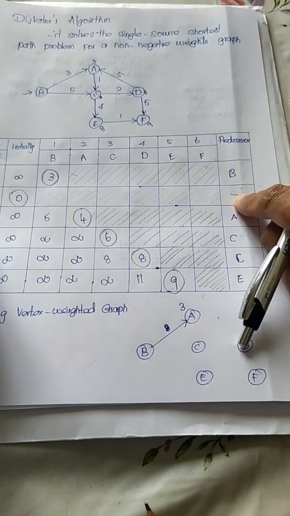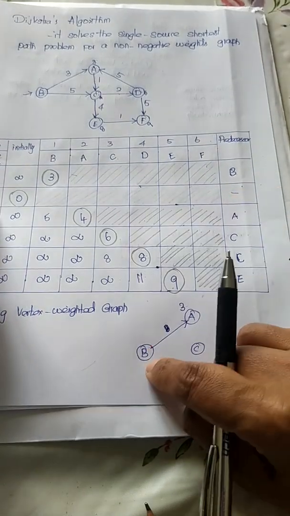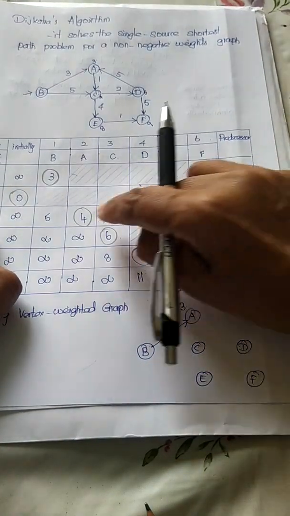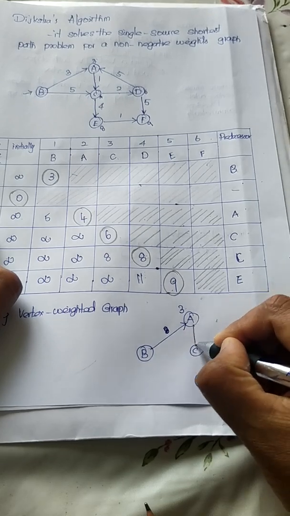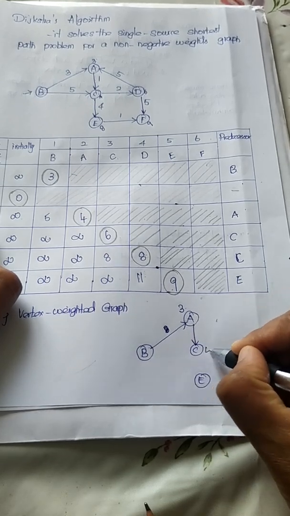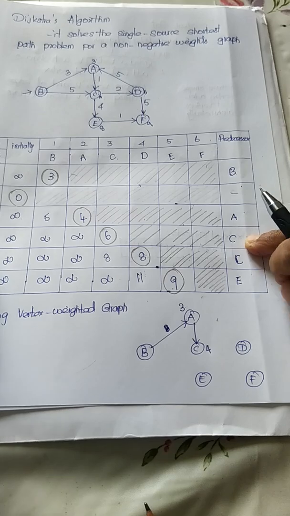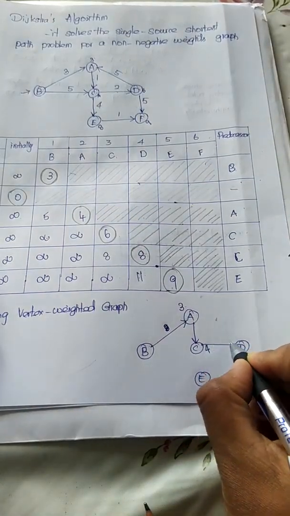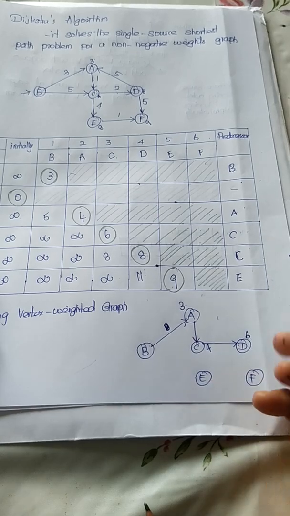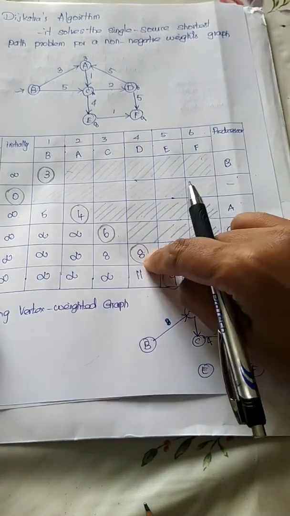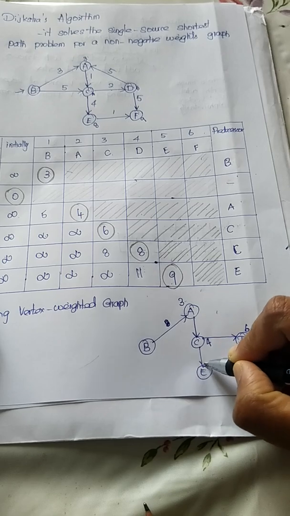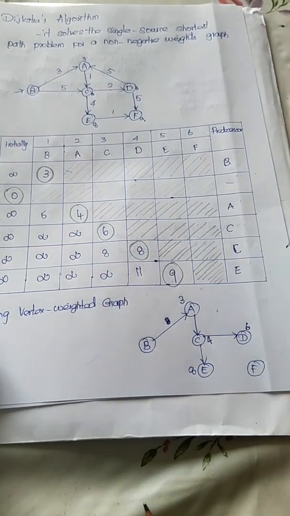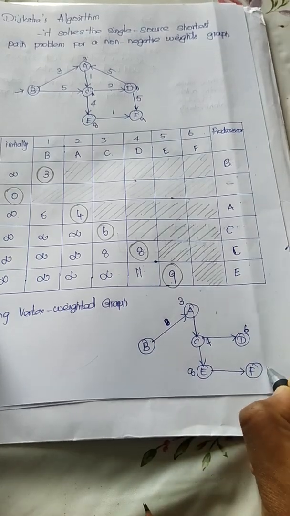Then no predecessor to B, 0, because B to B is 0. Okay, leave it. And then from A to C, cast is 4. Fine. C to D, cast is 6. C to E, cast is 8. E to F, cast is 9.